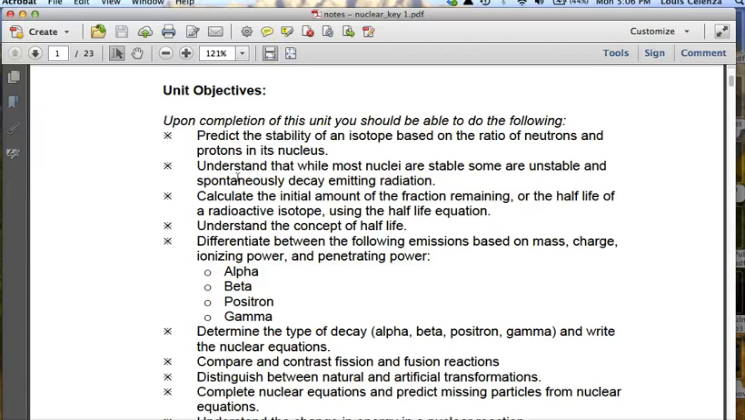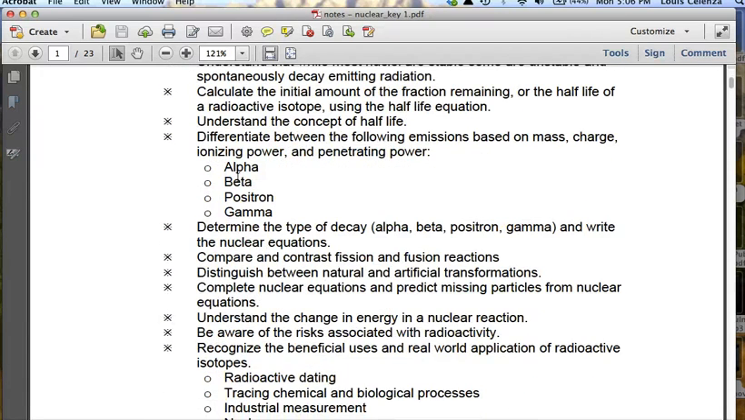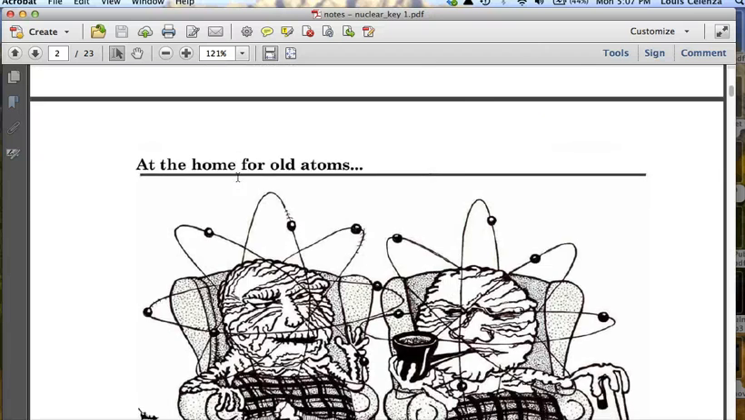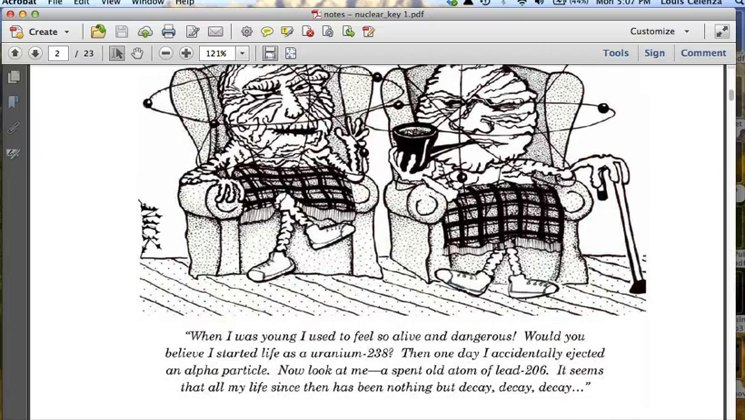Here are the objectives. This is what you should be able to do at the end of the unit. If you can do these things, you should do fairly well. This is sort of a bad joke.